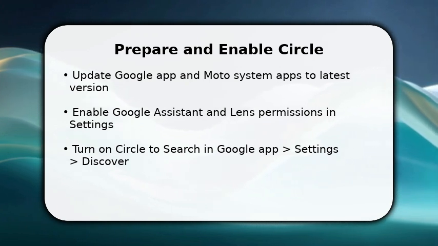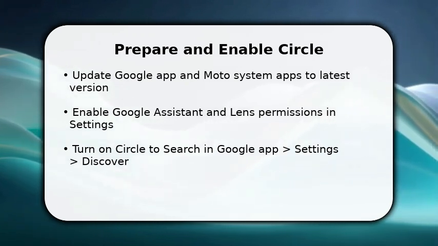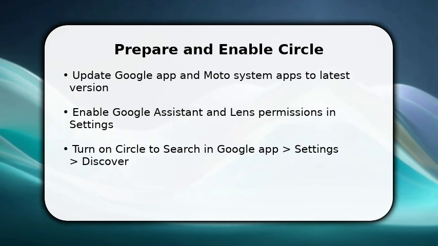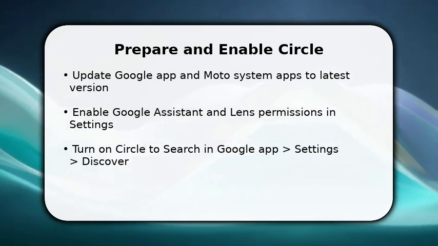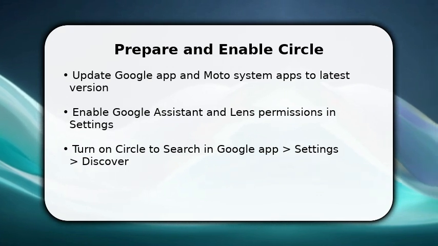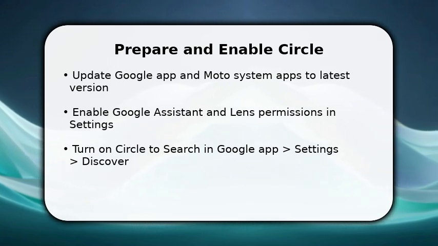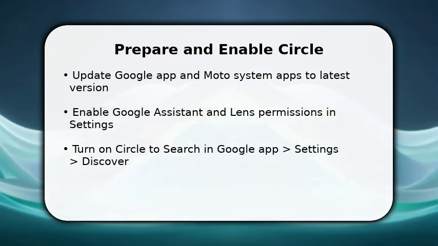Next, enable Google Assistant and Lens features, then toggle Circle to Search inside Google App Settings. Make sure you set Google as the default assistant so the gesture routes correctly. Doing this now removes permission blocks and prepares the phone so the gesture responds instantly when you draw the circle.